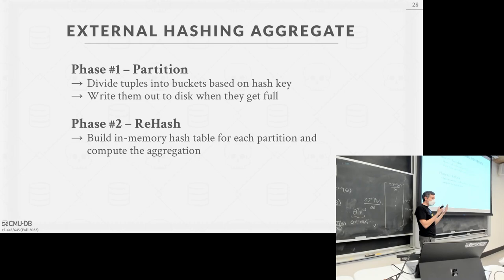In the first phase, we're going to partition the data into buckets based on whatever the hash key is. Whenever our bucket gets full, we just write it out to disk, reuse the memory, and keep filling it up. Once we do that first pass on the data, we go into the second phase. Now we're going to bring in those buckets one at a time, and build an in-memory hash table for each partition to compute whatever aggregation we want to generate for the query, right? Again, the idea here is we're trying to maximize sequential I/O.